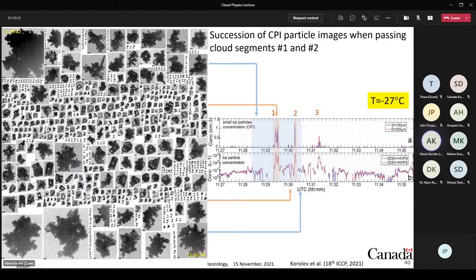I want to show another extreme, a temperature extreme. This is secondary ice production at minus 27 degrees C. This is a time series of ice concentration estimated from CPI and assessed from 2DS size distributions. These two zones with tiny ice crystals correspond to this reddish area, whereas the bluish zones correspond to areas with background big ice, where you can see a lot of rime ice, but the temperature is extremely low. That's one of the first observations of secondary ice at such a low temperature. So it expands our knowledge about when secondary ice production can be observed.